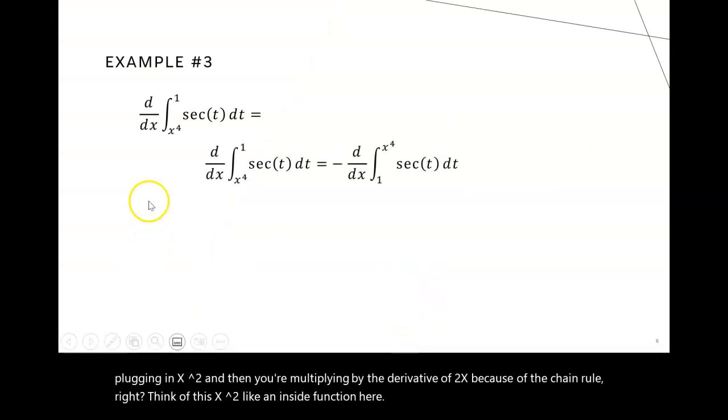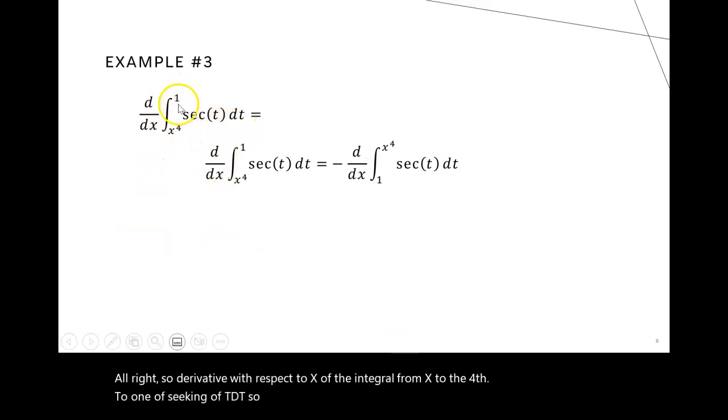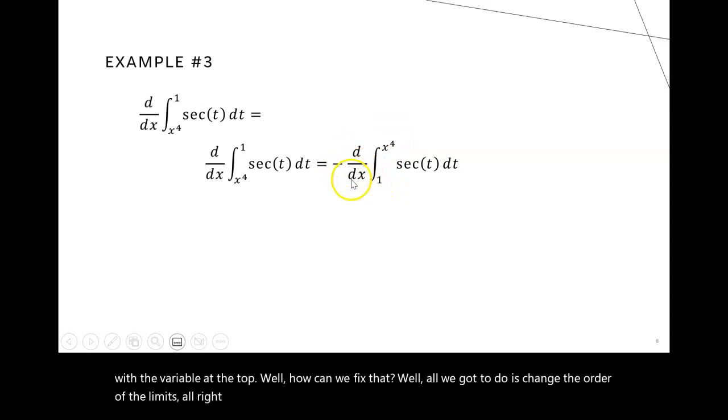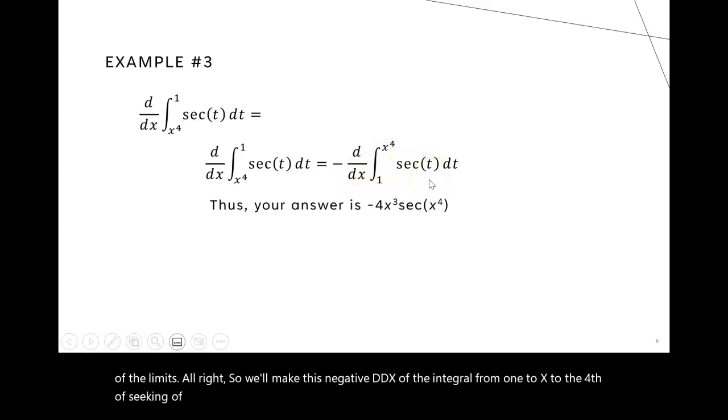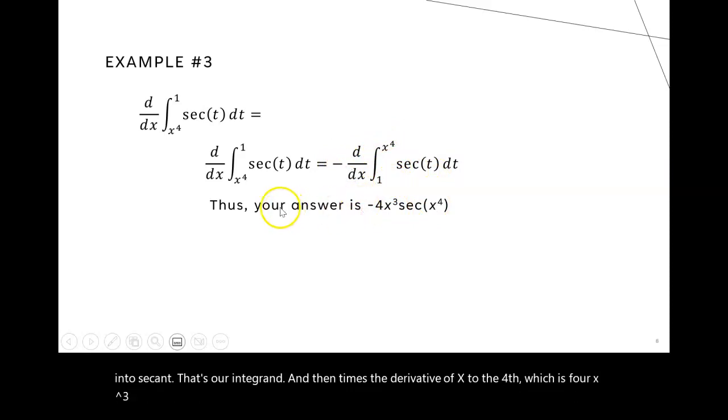All right, so the derivative with respect to x of the integral from x to the fourth to 1 of secant of t dt. So notice our FTC talked all about taking the derivative of an integral with a variable at the top. Well, how can we fix that? All we've got to do is change the order of the limits. So we'll make this negative d dx of the integral from 1 to x to the fourth of secant of t dt. Therefore our answer is what we get when we plug x to the fourth into secant, that's our integrand, and then times the derivative of x to the fourth, which is 4x cubed, with the negative out front. So our answer is negative 4x cubed secant of x to the fourth.